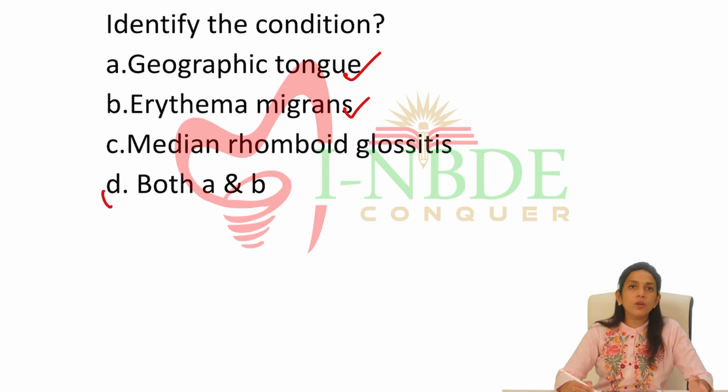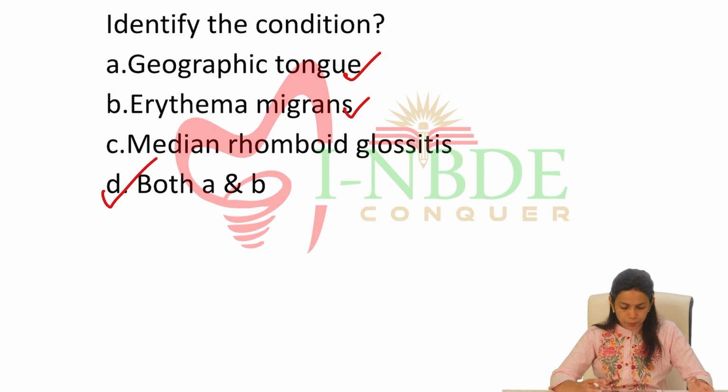So for the previous question also, wool sorter's disease, which is another name for pulmonary anthrax, even there it is both A and B. And even here it is geographic tongue, because you have seen the serpentine borders on the tongue, and erythema migrans. So both A and B is the answer. Simple. This is a very simple question, right?